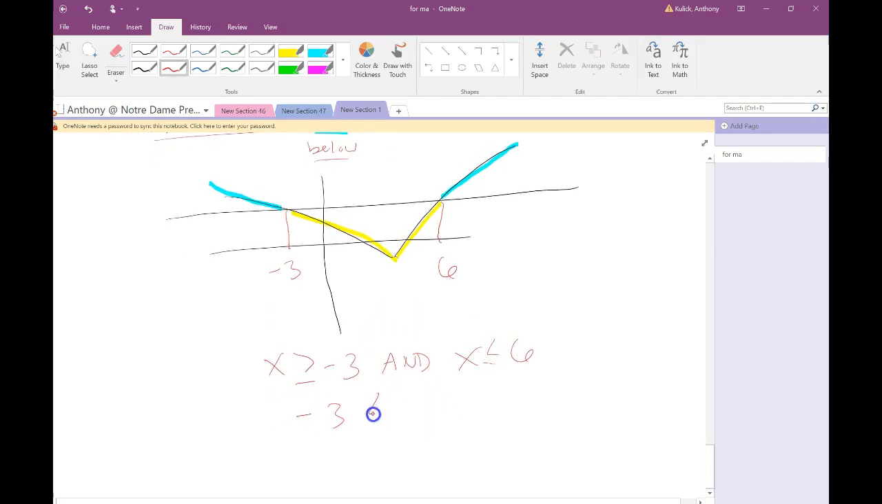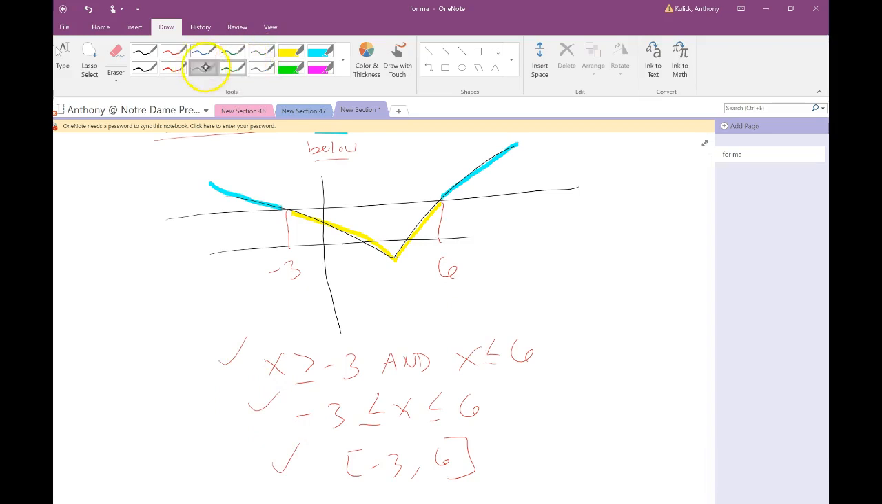Alternatively, you could write this this way, or you could write it as like an interval on your number line. So any of those ways to write that solution set would be fine.